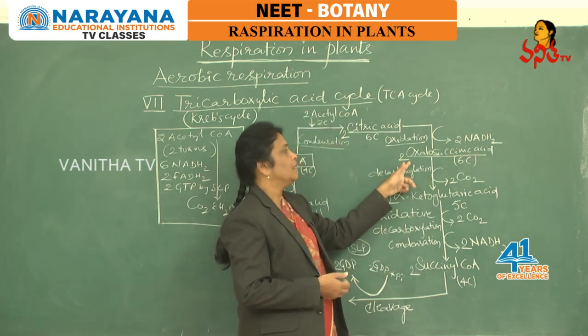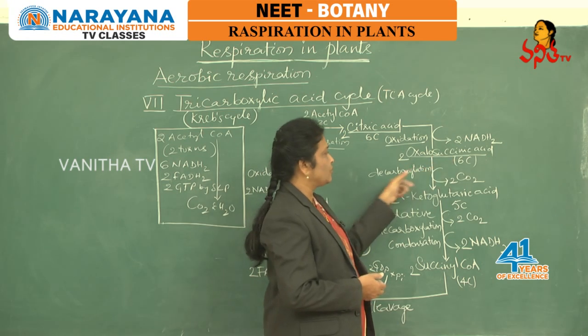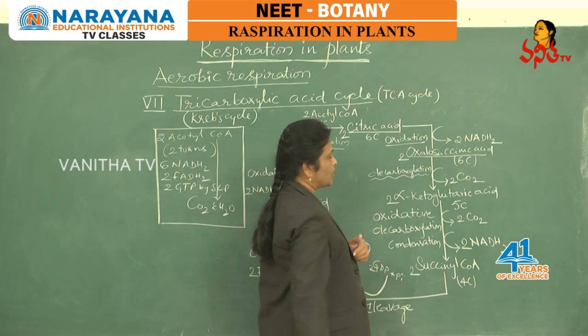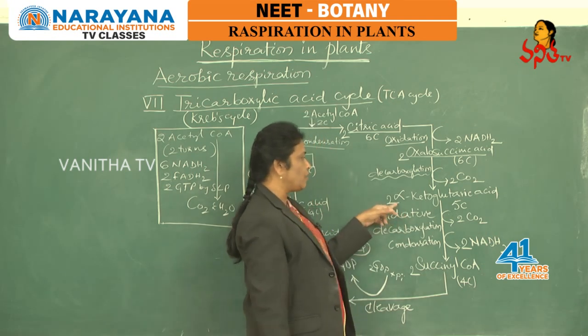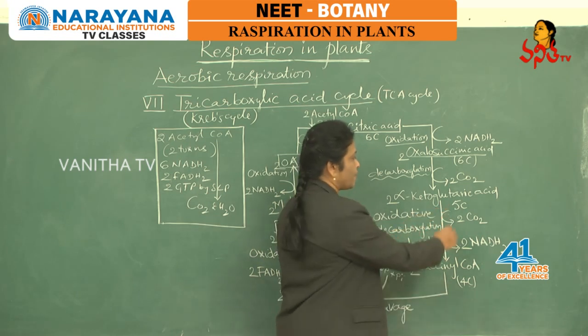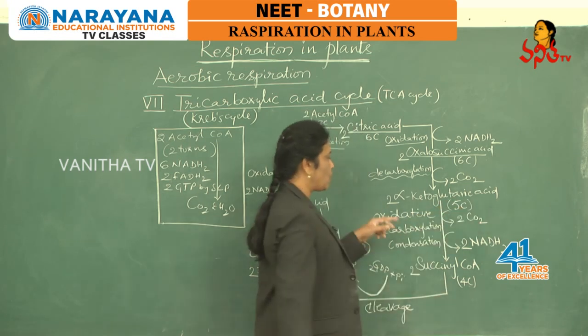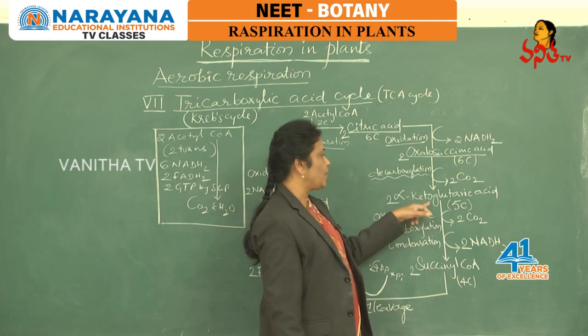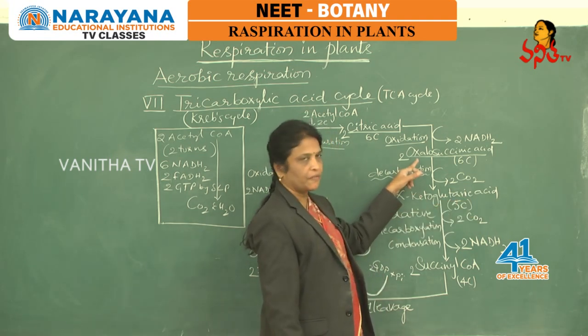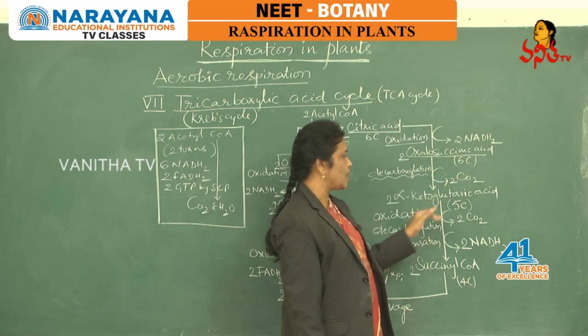Then the 2 molecules of oxalosuccinic acid undergo decarboxylation, the next reaction, and the product of decarboxylation is alpha ketoglutaric acid, which is a 5 carbon compound. So, 2 molecules of alpha ketoglutaric acid are formed due to decarboxylation of 2 molecules of oxalosuccinic acid.